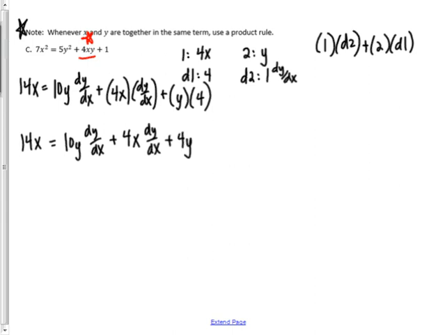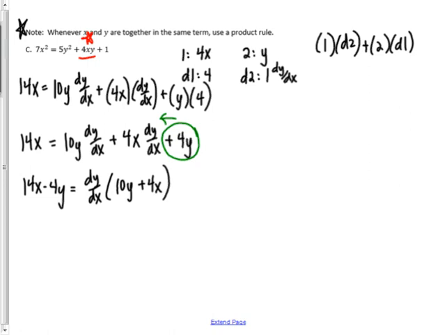Okay. So I want all my dy dx's on the same side, and they are, but anybody who's not a dy dx needs to go to the other. So I'm going to take this positive 4y, send him across. And while I'm doing that, I'm going to go ahead and factor out the dy dx over here. So then I would be left with 10y plus 4x. So to get that dy dx by itself, I divide both sides by that parentheses, 10y plus 4x.